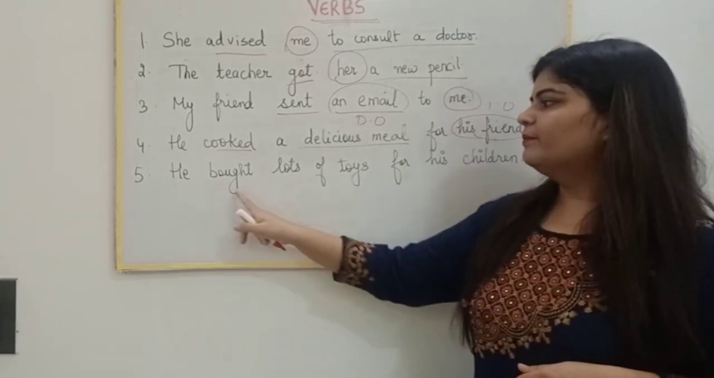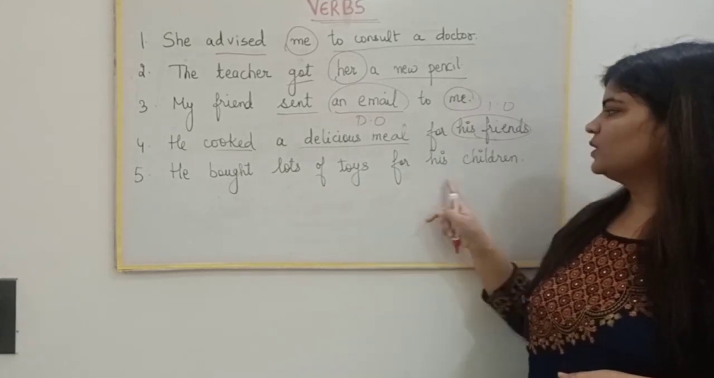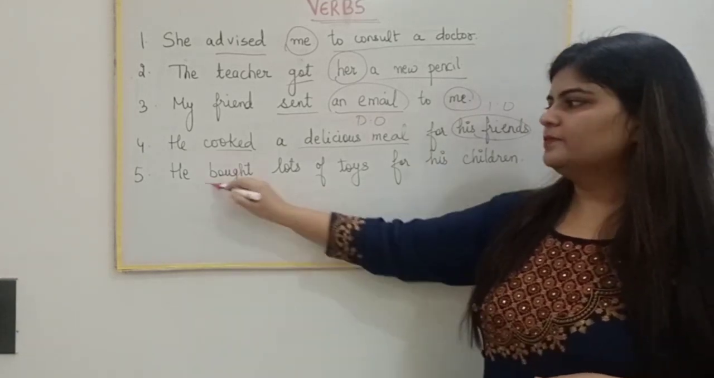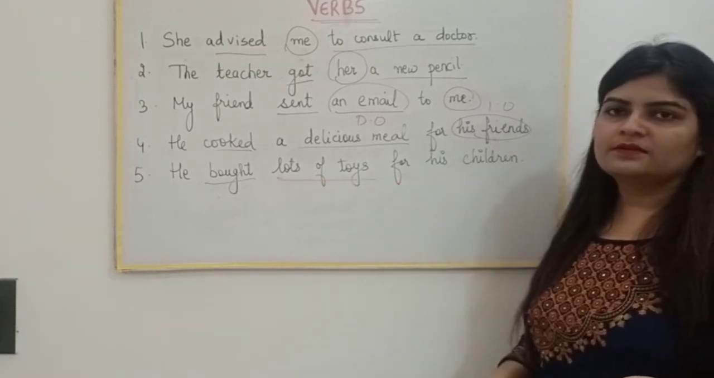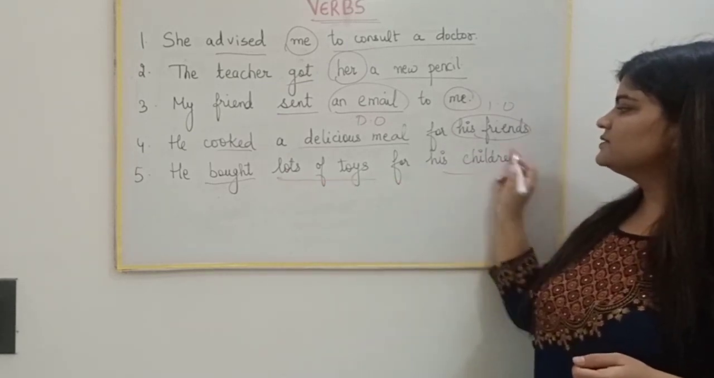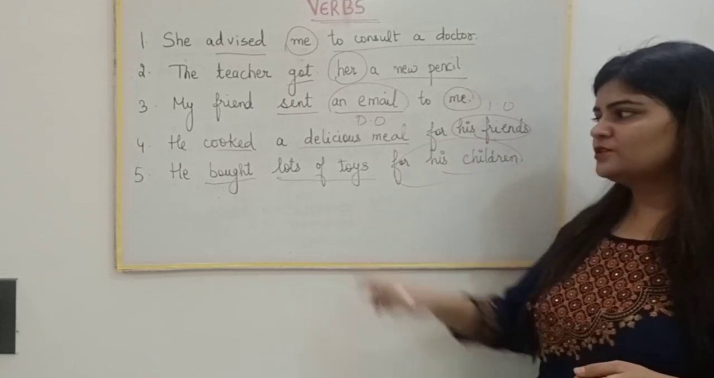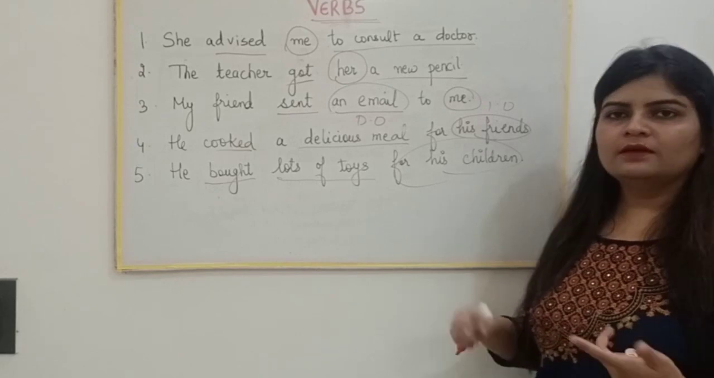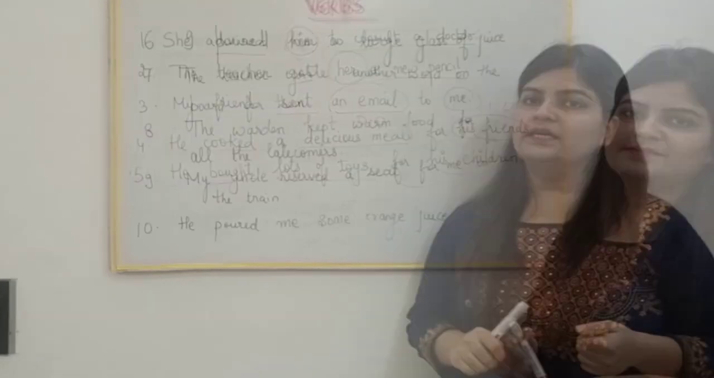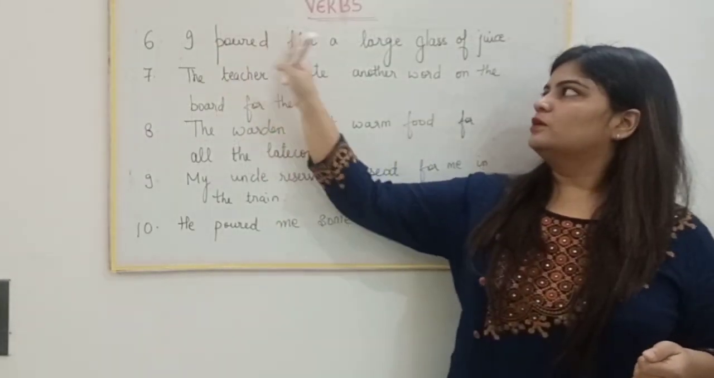Similarly, he bought lots of toys for his children. Verb: bought. What? Lots of toys. For whom? For his children. So, lots of toys, direct object. His children, indirect object.